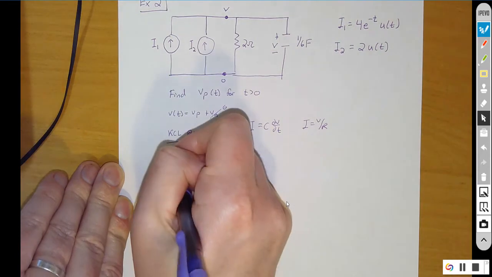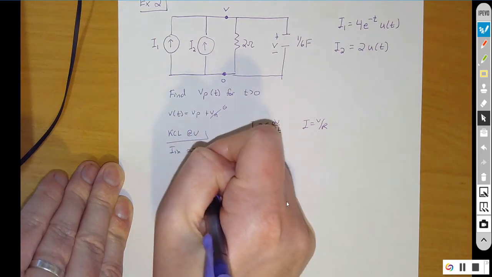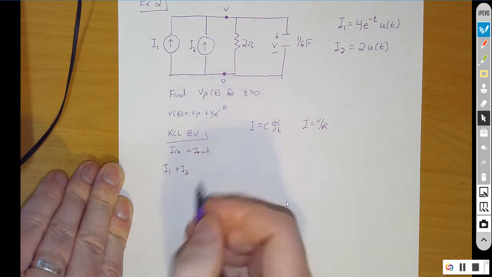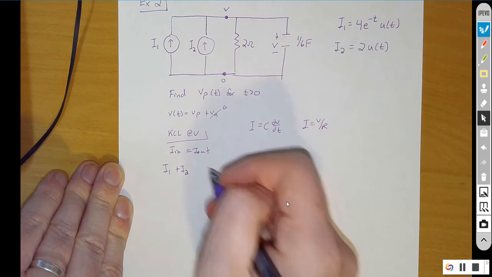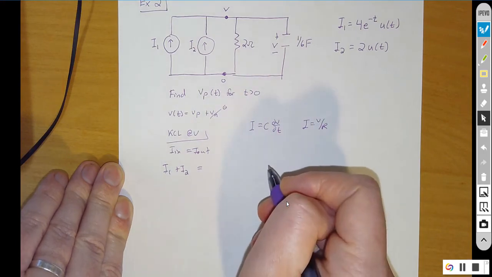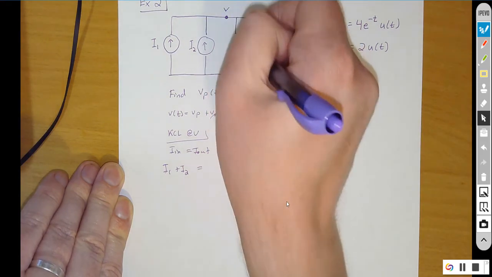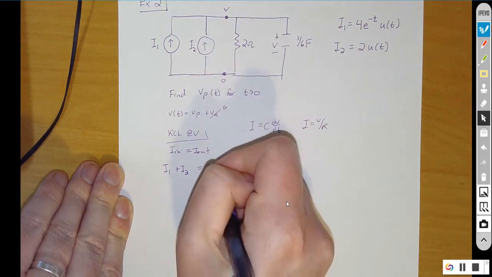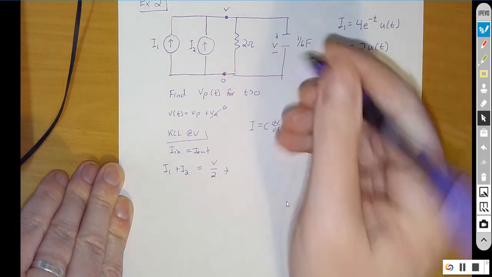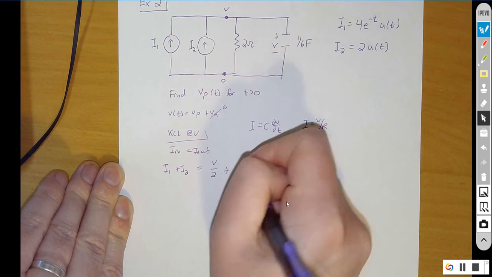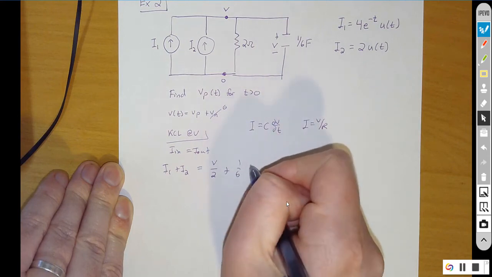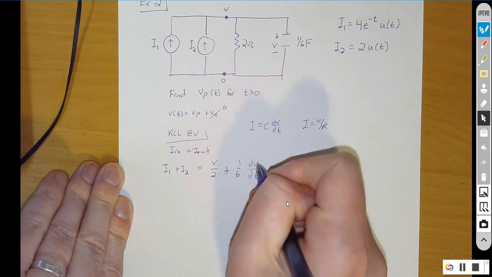So this is I in equal to I out, so I have I1 plus I2 going in. Again, that's going to be that 2 plus 4e to the negative t quantity u(t) that we had before. On the way out, we're going to have our current through our resistor. That'll be the voltage v divided by 2 ohms. And we're also going to have the current through this capacitor. That'll be this C dv/dt. So that's going to be 1/6, and then dv/dt. Again, it's a v because this is a v.